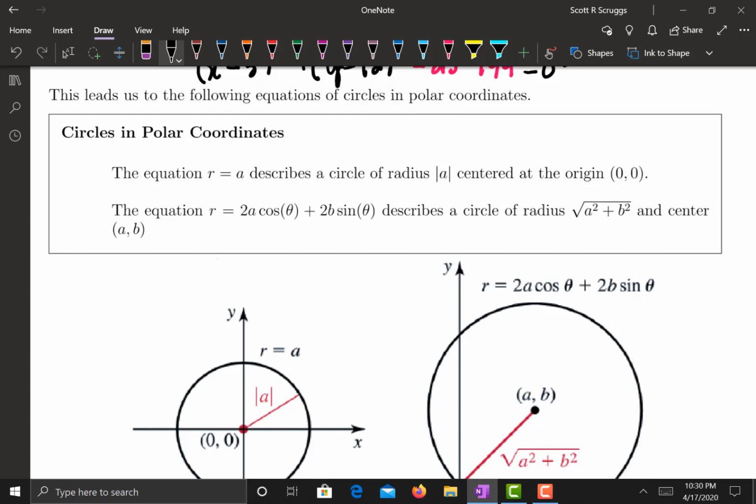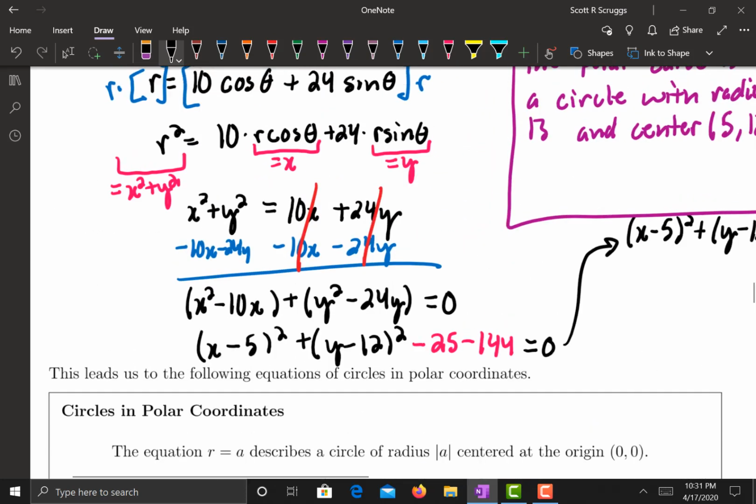If I'm taking a general equation of the form r equals 2 times a number a times cosine of theta plus 2 times a number b times sine of theta, this is going to describe a circle of radius the square root of a squared plus b squared, centered at the point (a, b).